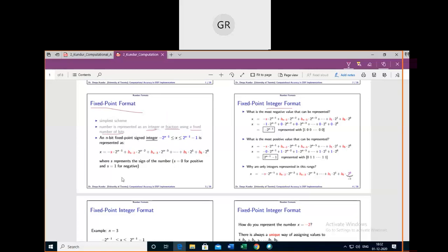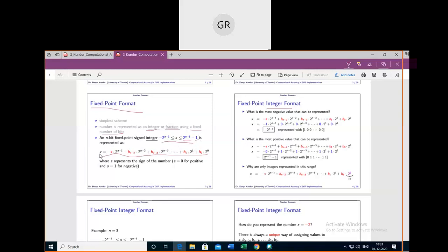What is the fixed point format here? An n-bit fixed point signed integer has its range from minus 2 raised to n minus 1. That is, x is greater than or equal to minus 2 raised to n minus 1, and less than or equal to 2 raised to n minus 1, minus 1. This is the range.